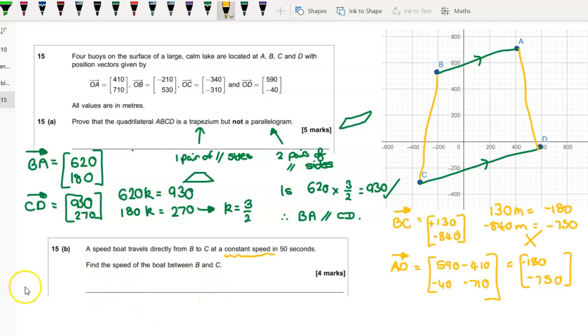So what is the distance between B and C, first of all? Okay, so if you don't like vectors very much, you could use just Pythagoras here. So we said that distance BC was 130. That length there is 130. And this one here is 840. 530 down to 310, yeah, 840. So you could use Pythagoras to say that the length of BC is equal to the square root of 130 squared add 840 squared.